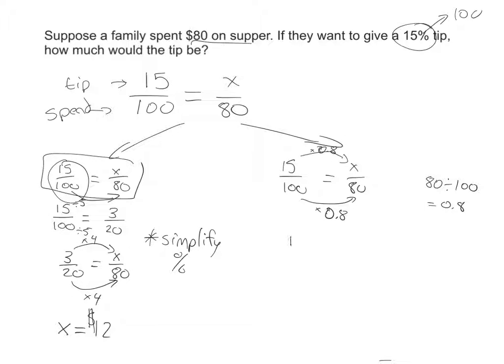So 15 times 0.8 gives me, let me just pull out my calculator, 12. So my tip amount here, the x value, is just equal to 12, so I'm going to have a $12 tip. There are two different ways of tackling this same problem.